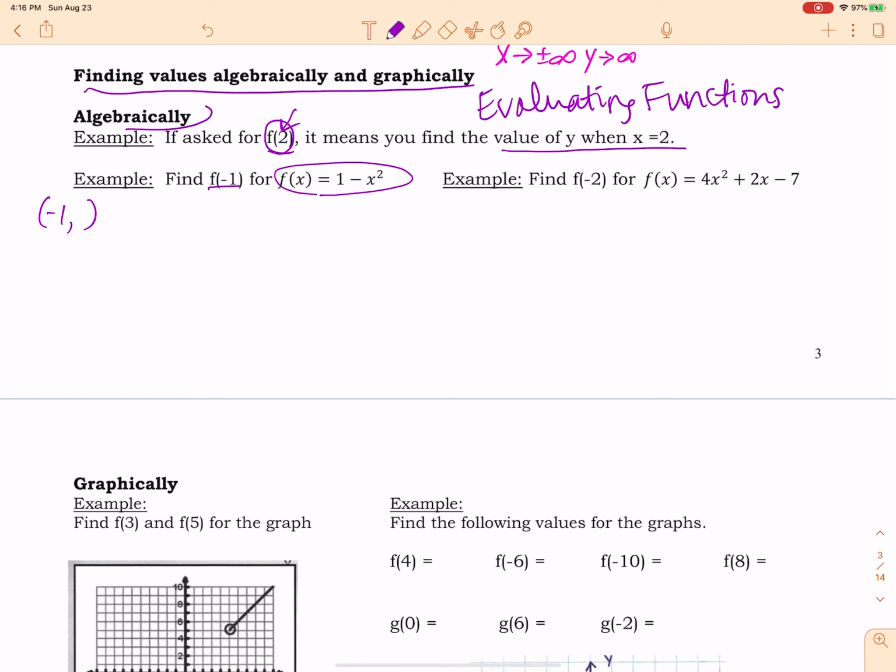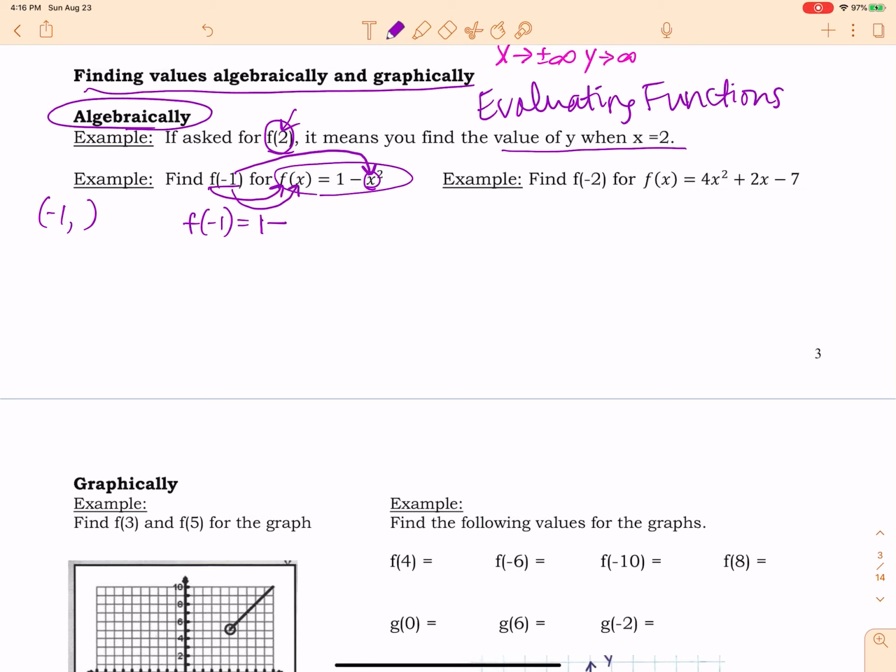So this is how we do it algebraically. We are going to simply substitute in values, and then we are going to find the y. So here's what I'm going to do. Notice there's an f here, and there's an f here, negative 1 here, so I'm going to replace that x with negative 1. So f of negative 1 equals 1 minus, and since this is an x, I'm also going to substitute the negative 1 in there.